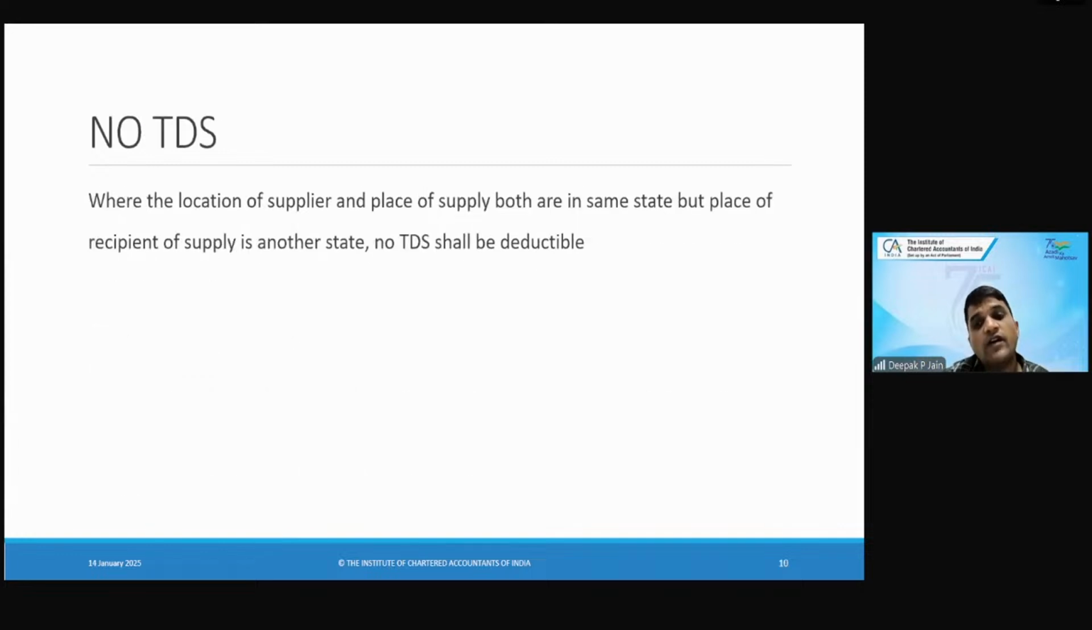No TDS. Specifically, we have discussed when TDS is there. Now we'll discuss when TDS is not required. This is very catchy and interesting for our calculations, where the location of supplier and place of supply are in both the same state, but the place of recipient of supply is in another state. Then no TDS will be deducted.